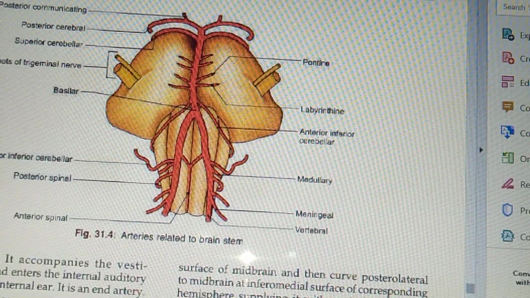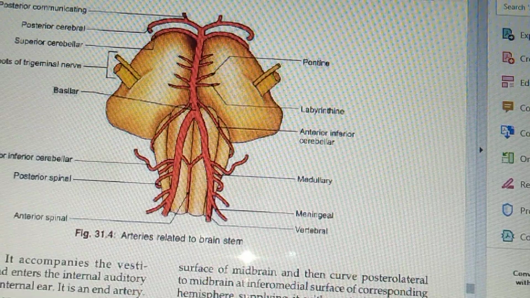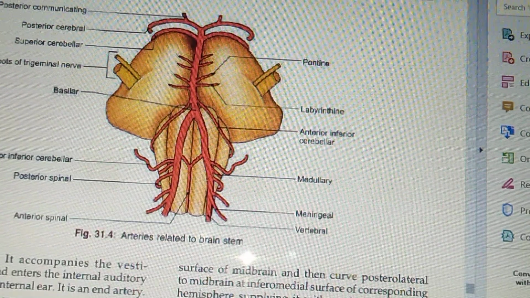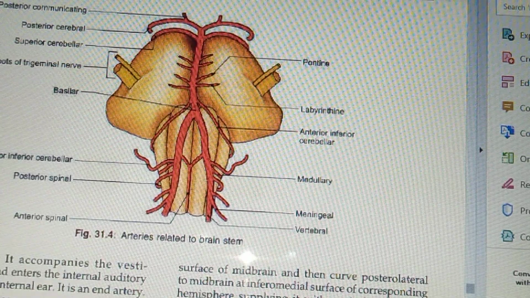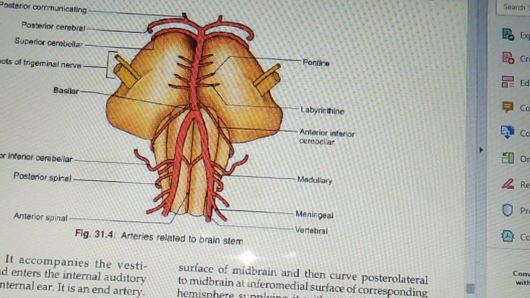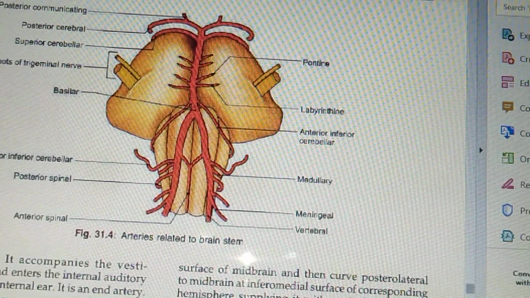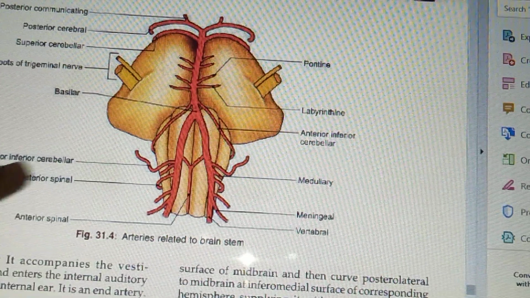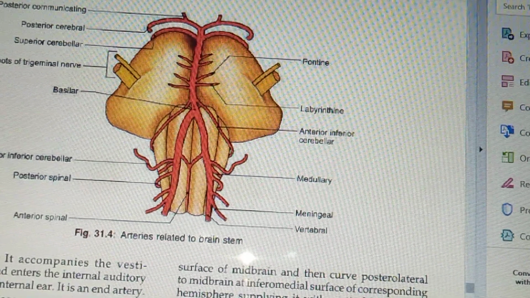supplies almost the lateral half of the medulla as far as the lower border of the pons, reaches its posterior aspect between the thin roof of the cavity of the fourth ventricle and the cerebellum, gives a choroidal branch to the choroid plexus of the fourth ventricle and turns downwards on the cerebellum, supplying it, right? As the name suggests, it is supplying the cerebellum.